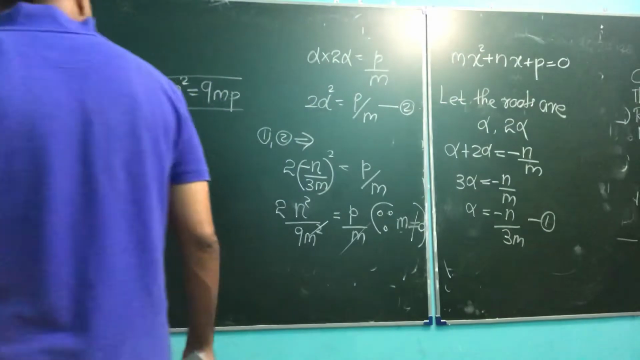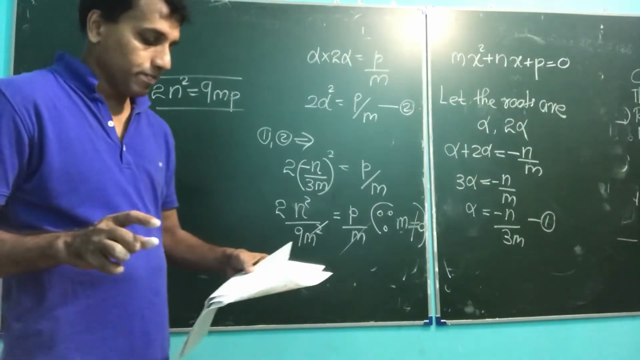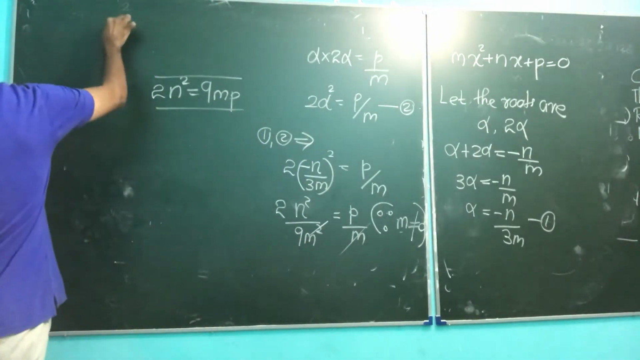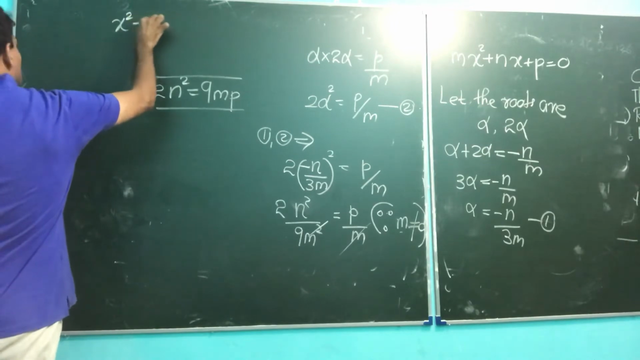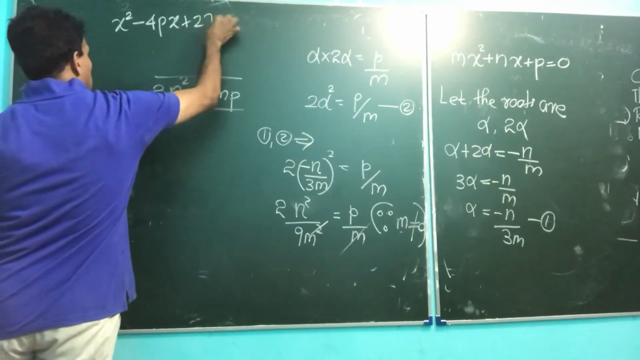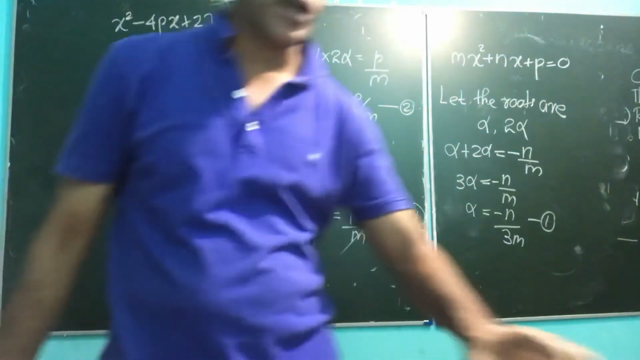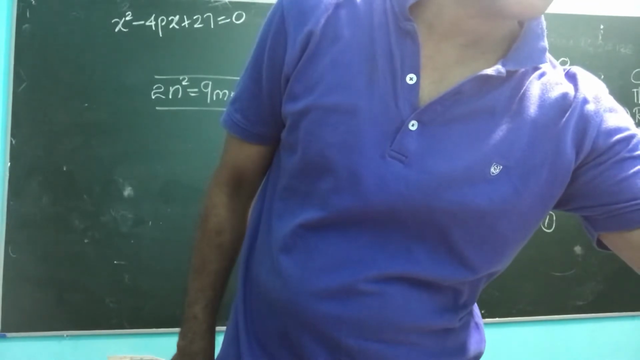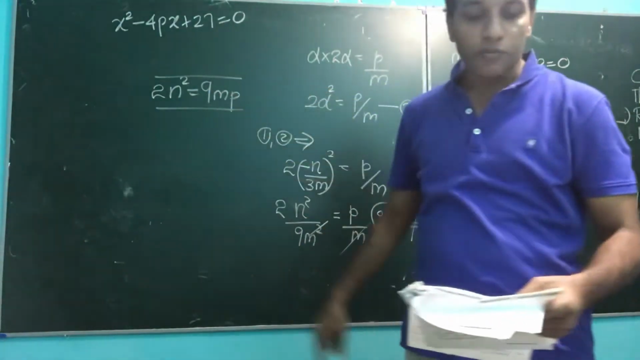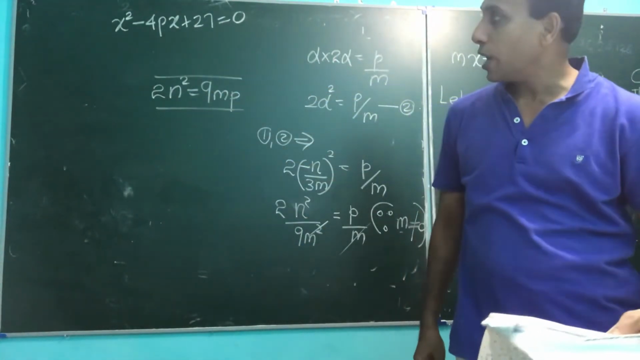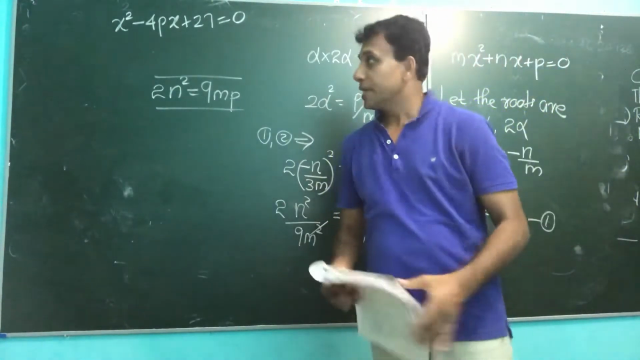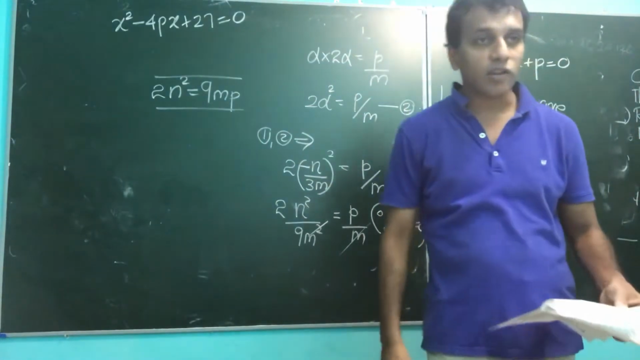Okay, question number 11. This is the problem. If one root of the quadratic equation x squared minus 4px plus 27 equals 0 is the square of the other, find the value of p.